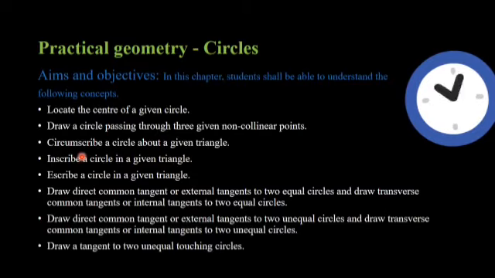In this chapter, students shall be able to understand the following concepts. We shall locate the center of a given circle. We shall draw a circle passing through three given non-collinear points. We shall circumscribe a circle about a given triangle. Inscribe a circle in a given triangle.